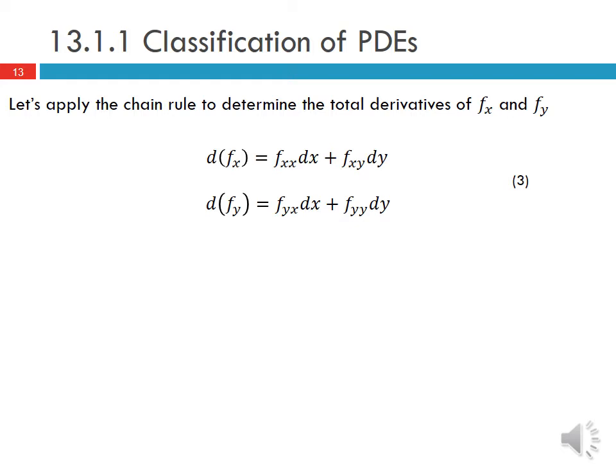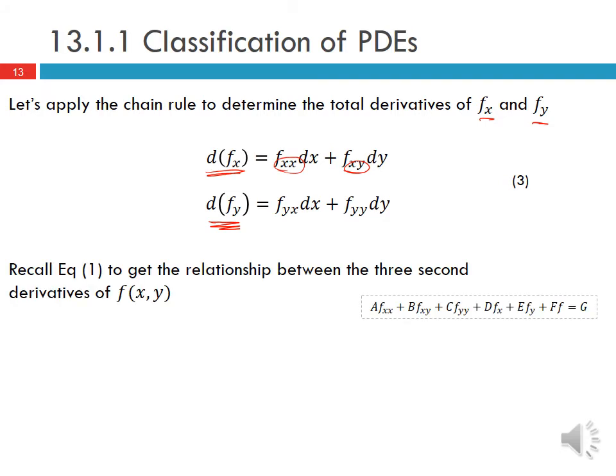So let's look at these derivatives, partial f by partial x and partial f by partial y, and use the chain rule to determine the total derivatives. So we want to know d of fx and d of fy. So d of fx, we can use the chain rule and see fxx dx plus fxy dy, and d fy is fyx dx plus fyy dy, where again this subscript notation indicates the partial derivatives.